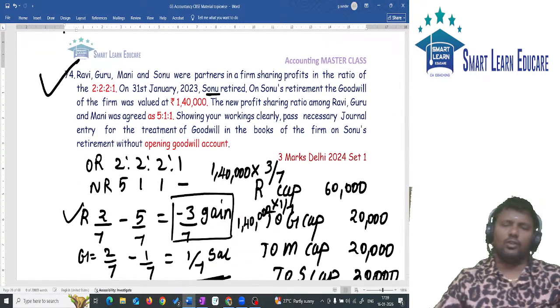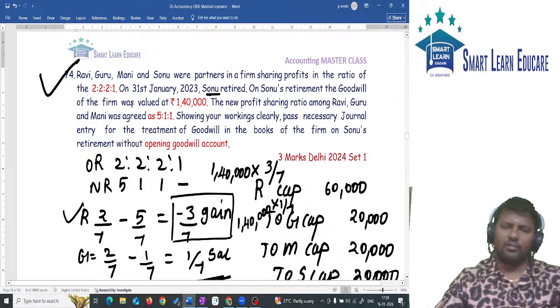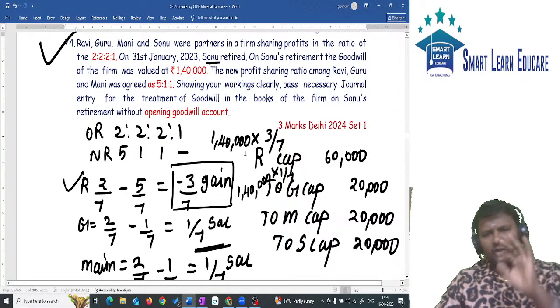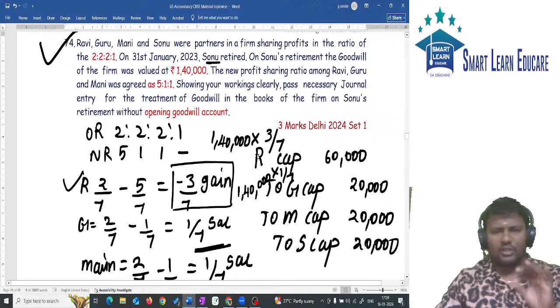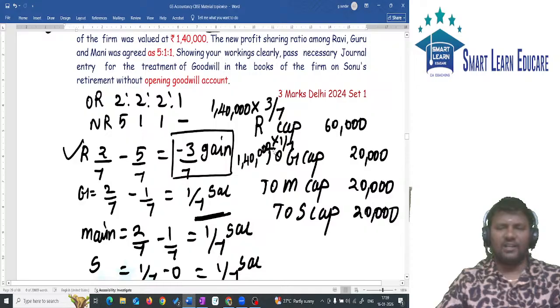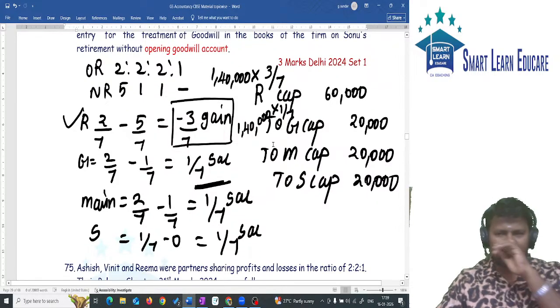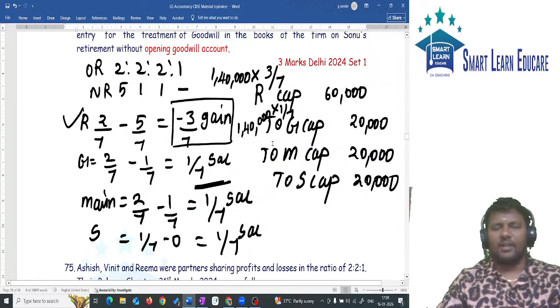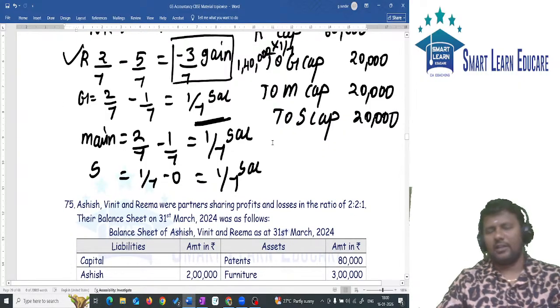So in question number 74 also, they are just asking about goodwill treatment. The goodwill journal entry on retirement we should pass. Same thing we learned in admission of a partner: the gaining partner's capital account is debited to the sacrificing partners.